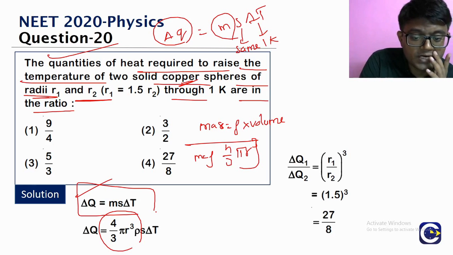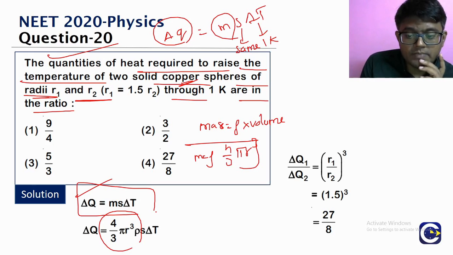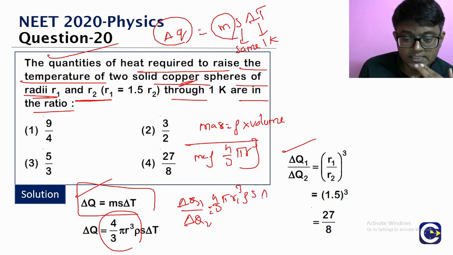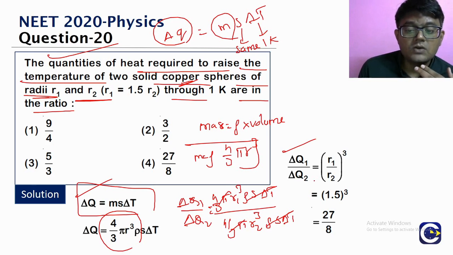Now look at it. What does it mean? Delta Q1 by delta Q2, that ratio, will be equal to what? Everything else is the same. So if you take the ratio, delta Q1 by delta Q2 is equal to 4 by 3 pi R1 cube rho S delta T divided by 4 by 3 pi R2 cube rho S delta T. Everything will get cancelled. What we'll have is R1 by R2, the whole cube.